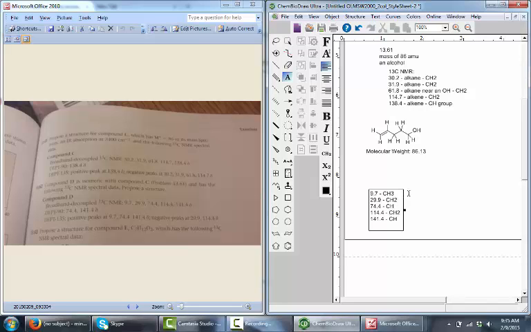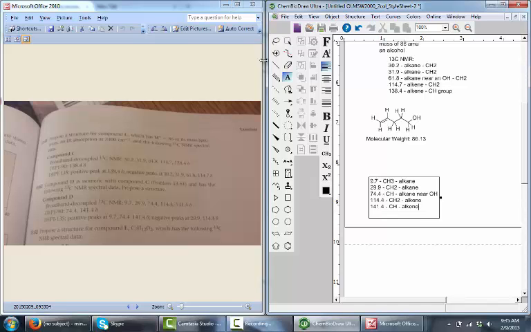So again, let's see if we can put this together. Here, let's put in the functional types. Alkane, alkane, alkane near OH, alkene, and alkene. And I know these characteristics by looking at the table in my book for carbon NMR spectroscopy. Let's draw a 5-carbon chain here. 1, 2, 3, 4, 5. I have again an alkene that has both a CH and a CH2, so I'm going to automatically put that alkene near the end of my chain, so that gives me a CH alkene and a CH2 alkene.